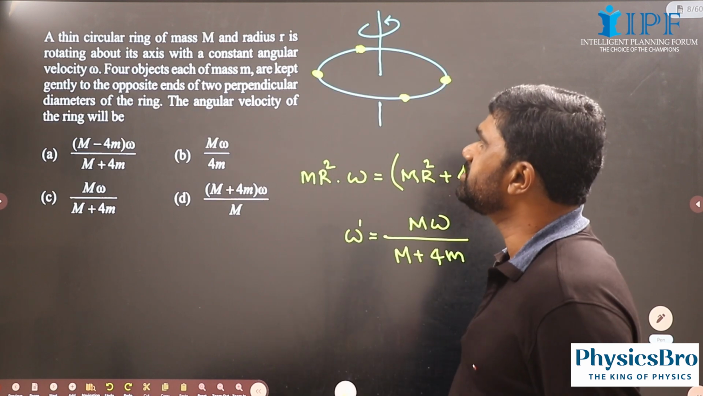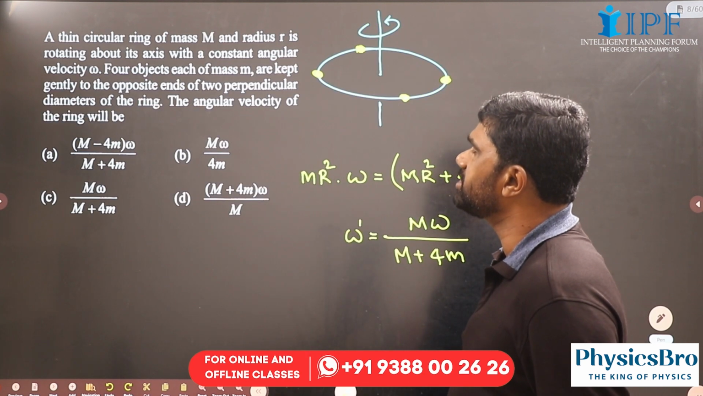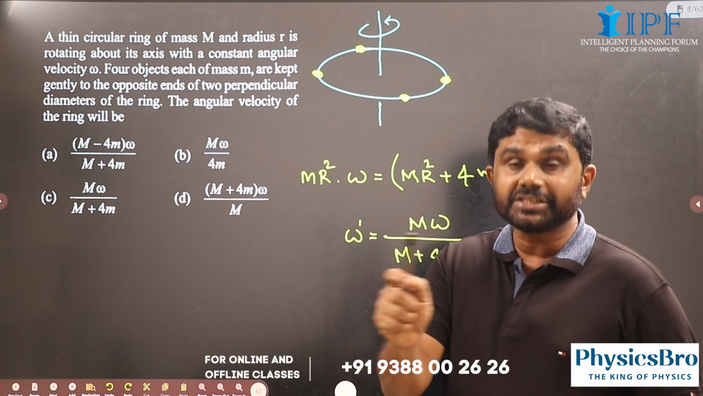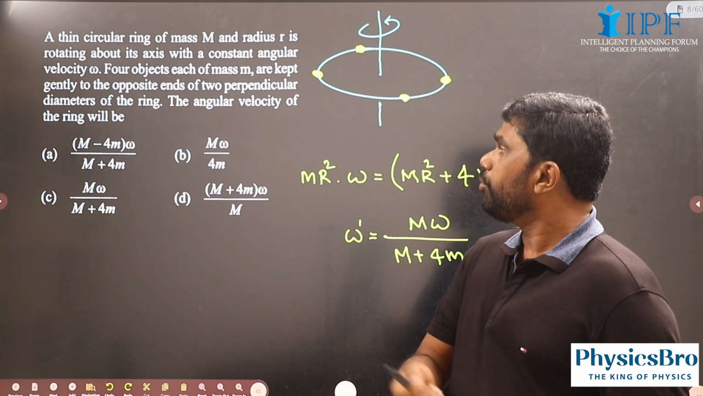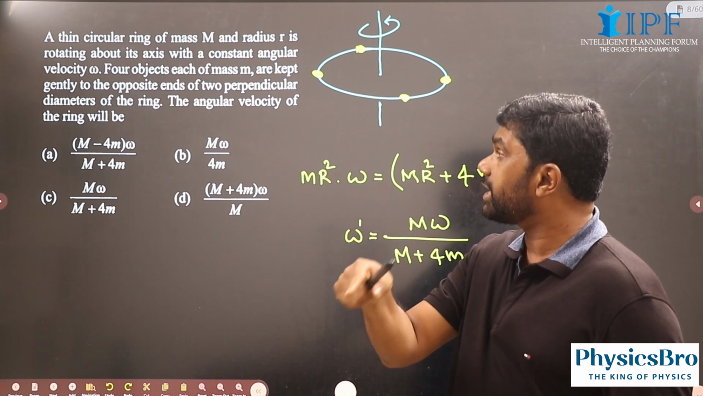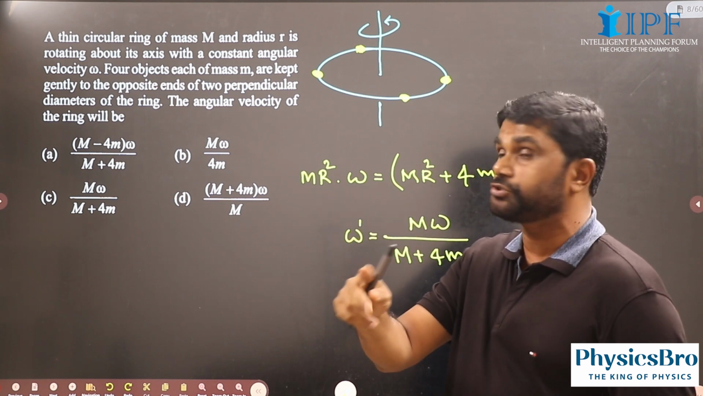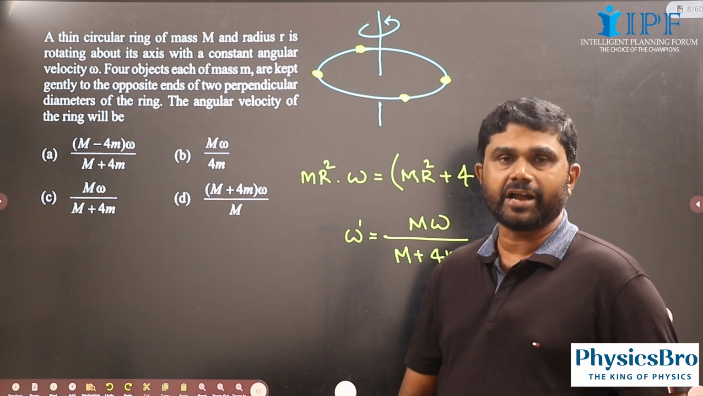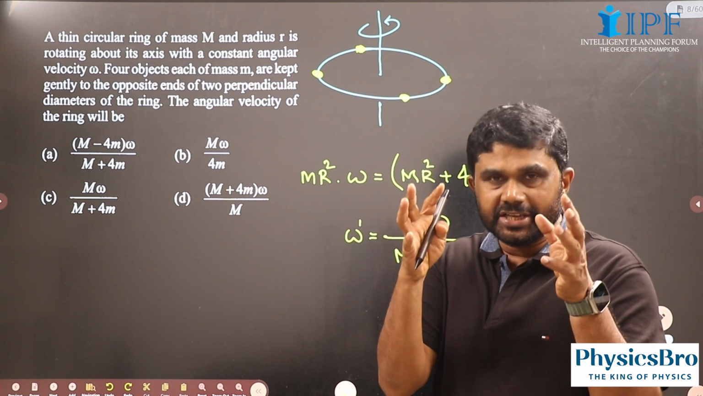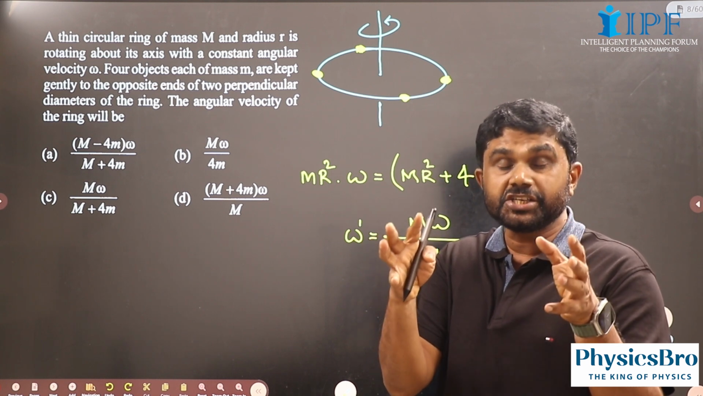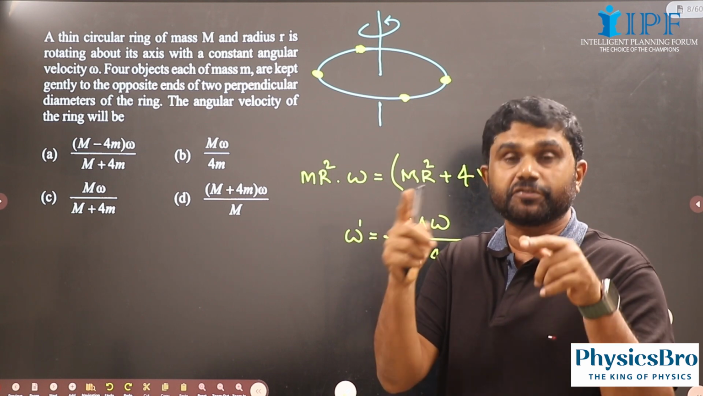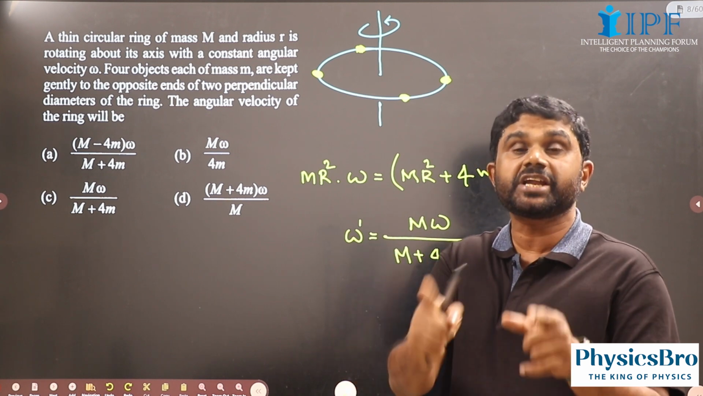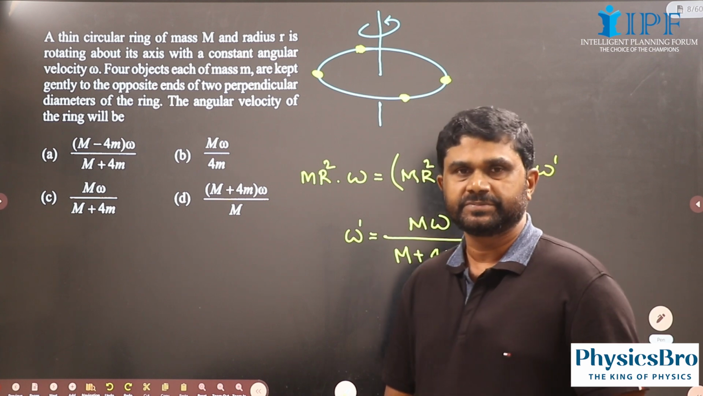A thin circular ring of mass capital M and radius r is rotating about its axis with a constant angular velocity omega. Initially only the ring is rotating. Now 4 objects each of mass m are kept gently at the opposite ends of 2 perpendicular diameters. Then what would be the final angular velocity? Initially only the ring is rotating. So the initial moment of inertia will be that of the ring, that is M r square, and angular velocity omega. So initial angular momentum will be M r square omega.